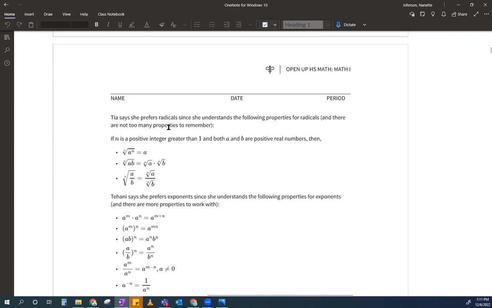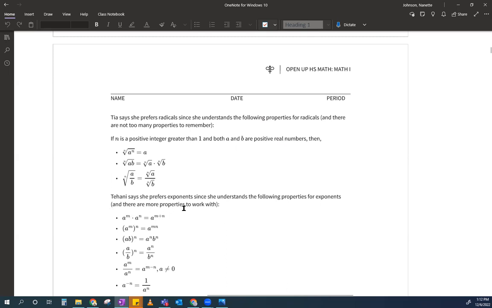So Tia says she prefers radicals since she understands the following properties for radicals, and there are not too many for her to remember. n is a positive number greater than 1. Both a and b are positive real numbers. Then the nth root of a to the n is equal to a. Remember, we did that earlier in the jumpstart problem. The nth root of a times b is equal to, now you separate them out, the nth root of a times the nth root of b. And the nth root of a over b is just, again, separate them out, the nth root of a over the nth root of b.